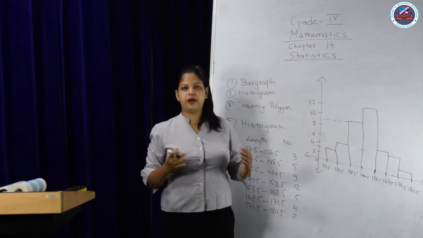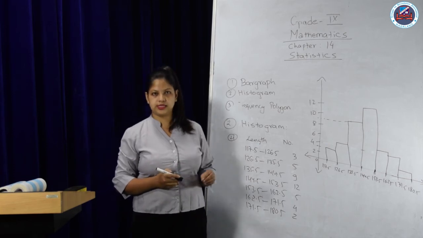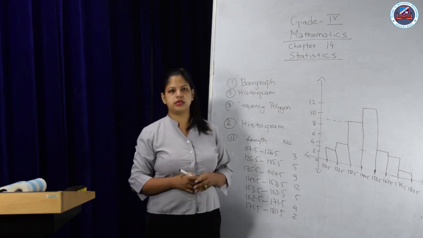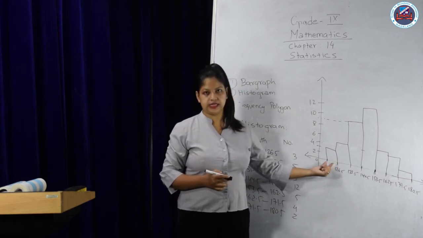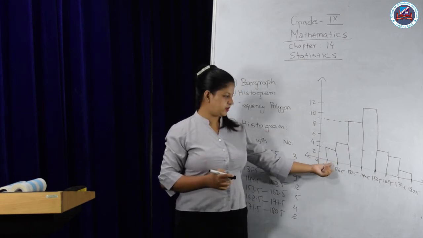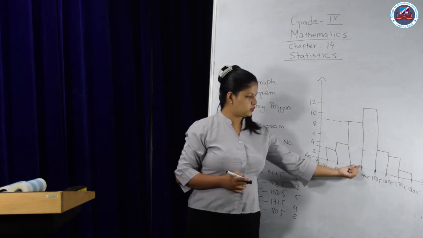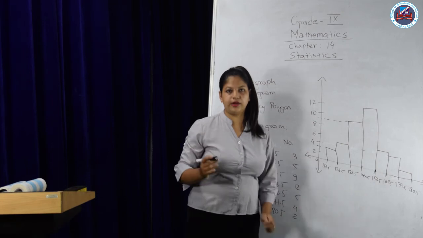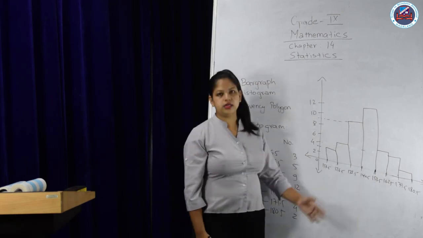Now histogram and bar graph, what is the difference? Bar graph was given in words. It may not be given in words sometimes also. And in a histogram, the data is a class interval. Class sizes have to be equal. Starting from here till here, and they will be joined with one another. In the other one, we made a gap. So this is how we do a histogram.